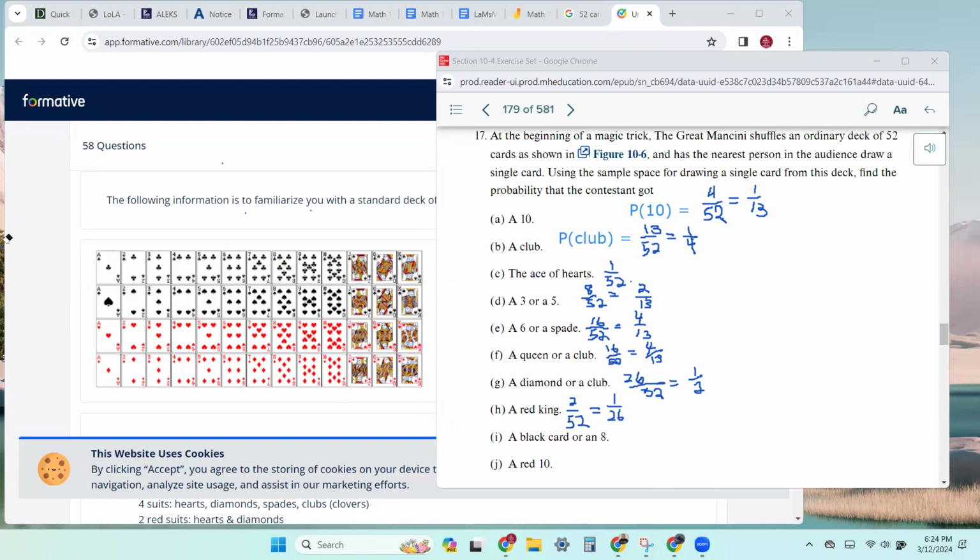All right, a black card or an eight? So the black card, there's 26 of those. And then the rest of the eights are there. We're also including those, but they're already counted with the black cards. So that's 26, right? 27, 28. And so let's see, 14 over 26 or 7/13. Seven thirteenths.